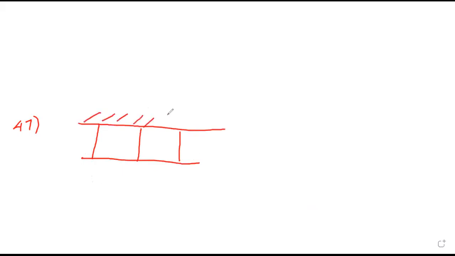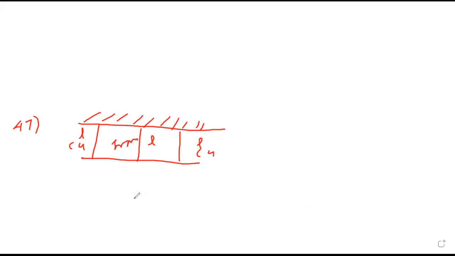47. A rigid bar of mass m is supported symmetrically by 3 wires each of length L. A bar is supported. At each end are copper wires. Middle one is made up of iron.